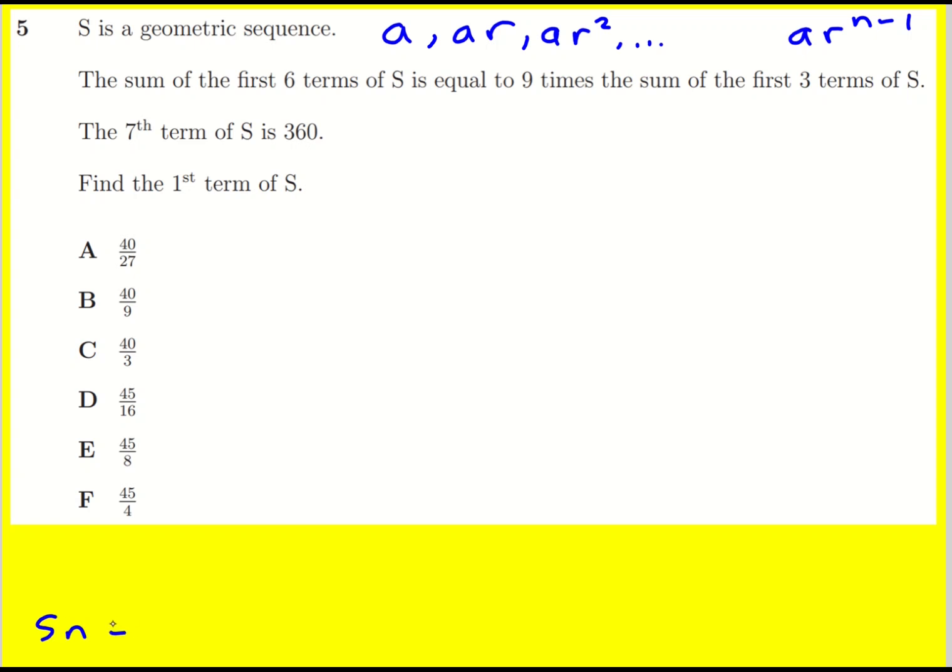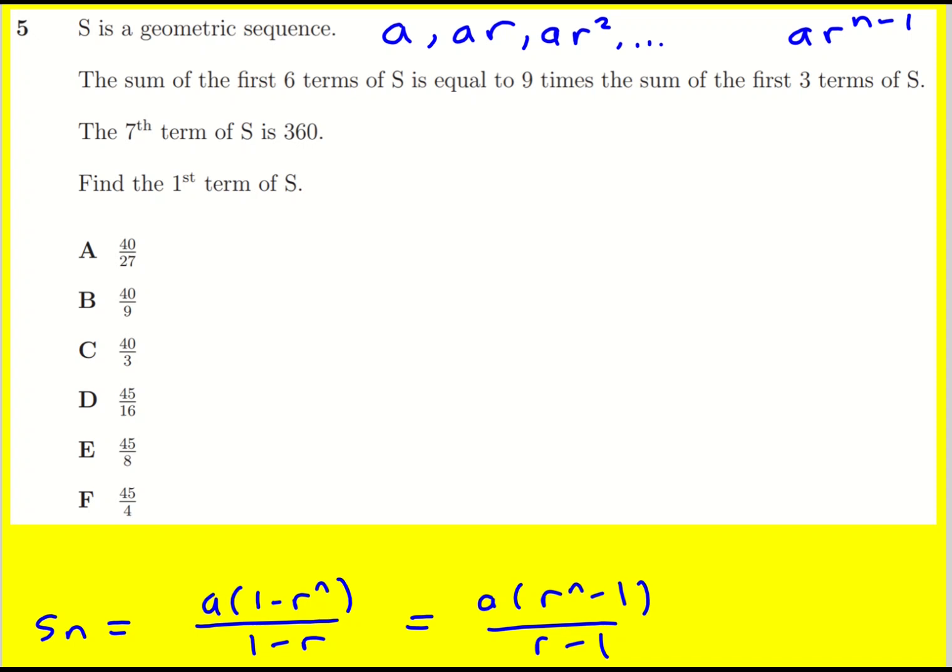So the sum of the first n terms is A(1 minus r to the n) over 1 minus r. That's typically how the formula is given, but you could also write it as A(r to the n minus 1) over r minus 1, by multiplying top and bottom by negative 1. Sometimes that is more useful to use, so just make a note of that. But for our purposes here, I'll stick with the one that's a bit more conventional.